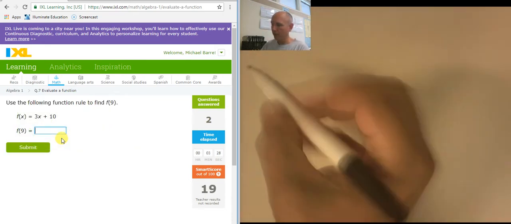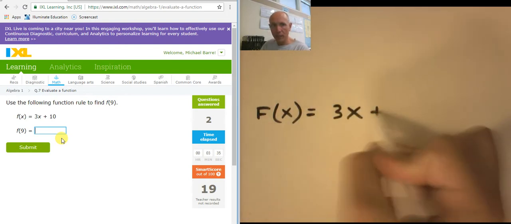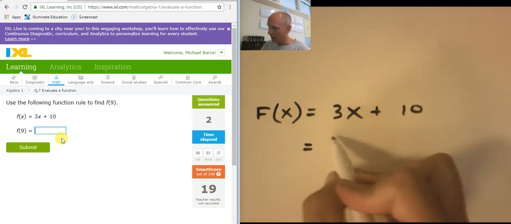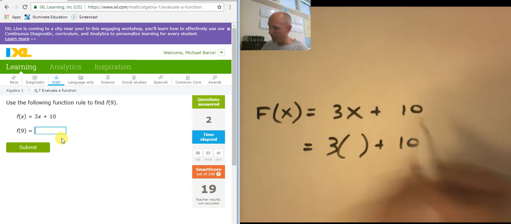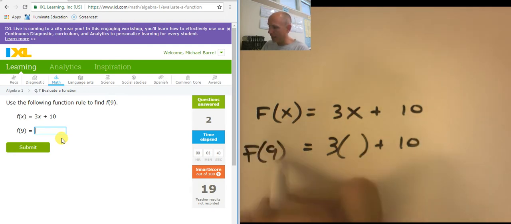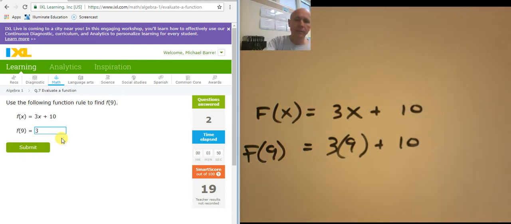Next one, my function is f of x equals 3x plus 10. So 3x, I'm going to replace the x with a 9 because I'm trying to find f of 9. 3 times 9 is 27, plus 10 is 37. Awesome.